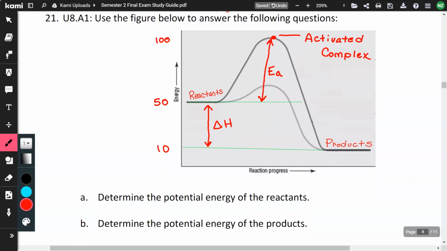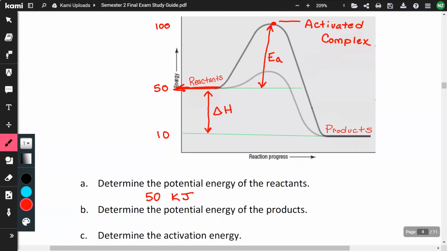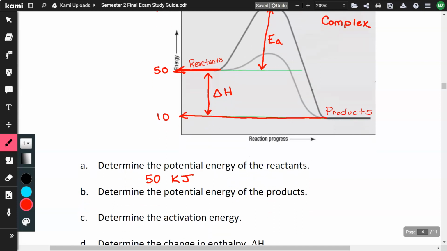It says determine the potential energy of the reactants. So I would just go from my reactants over to the y-axis, and the potential energy is 50, and let's say our units are kilojoules here. Determine the potential energy of the products. So again, I would just follow my products over to the y-axis, and the energy is 10.